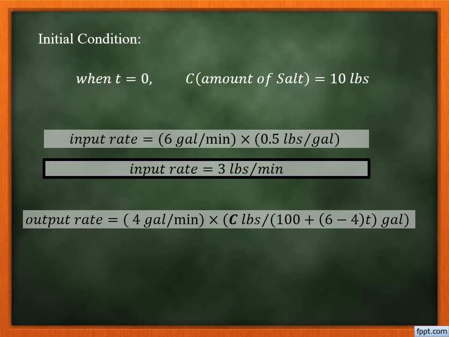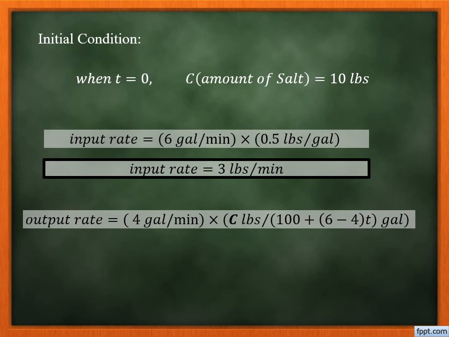set our amount of salt. Since the concentration, the concentration rate is equal to the amount of the substance over the volume. So for the amount of the substance, we assume that it is C. We assume that as variable C over the volume, which is 100 plus 6 minus 4 times T. Why? The initial amount is 100 gallons. Then you need to also add the amount that is added inside the container at any time T.